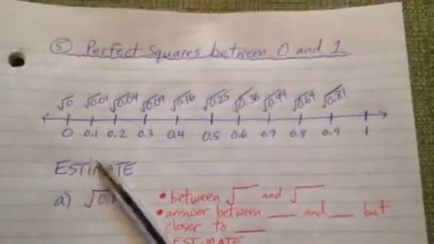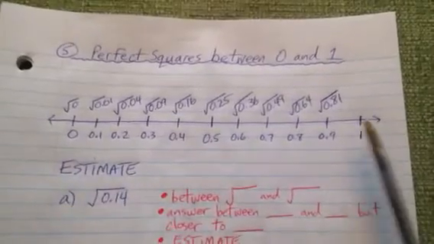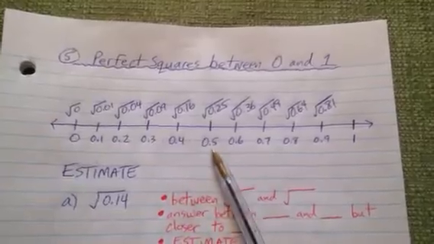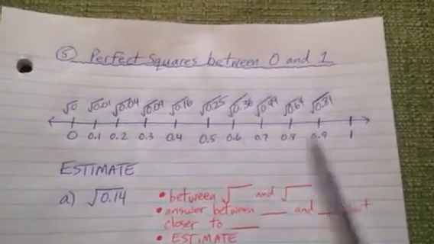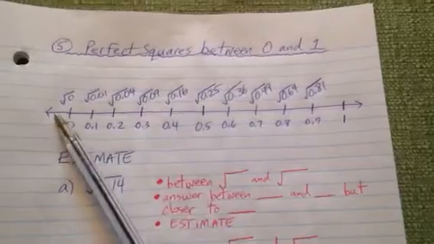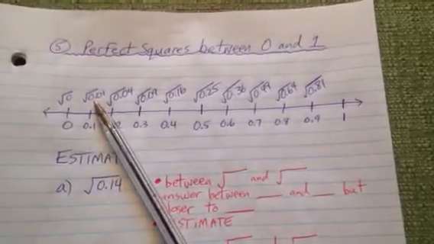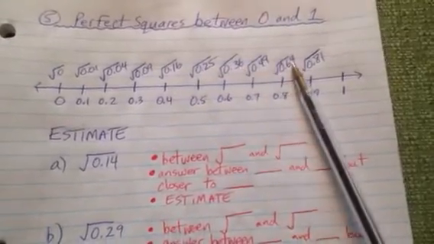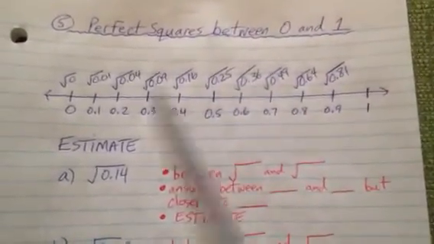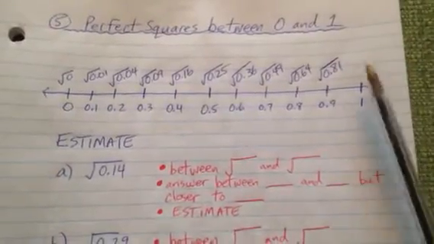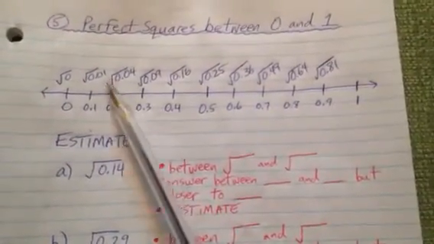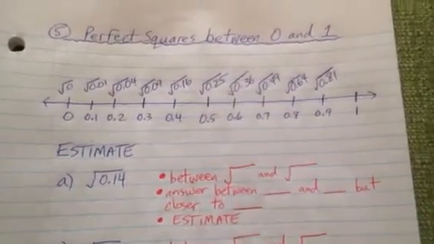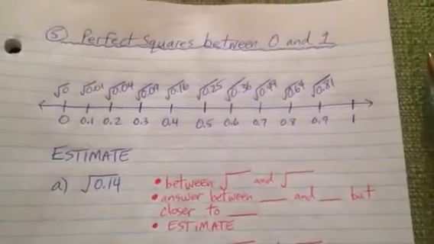Okay, and finally, the last skill: perfect squares between 0 and 1. So we have a new number line here in grade 9. We go from 0 to 1, and we divide the line into tenths: 0.1, 0.2, 0.3, 0.4, 0.5 right in the middle, 0.6, 0.7, 0.8, 0.9. Now above, we have the square roots of 0, 0.01, 0.04, 0.09, 0.16, 0.25, 0.36, 0.49, 0.64, 0.81. You notice right away that those numbers are very familiar. They are perfect squares if you look at just the numerals: 1, 4, 9, 16, 25.